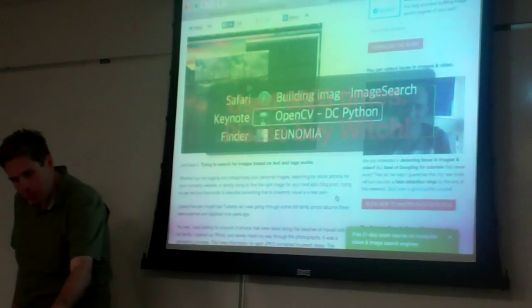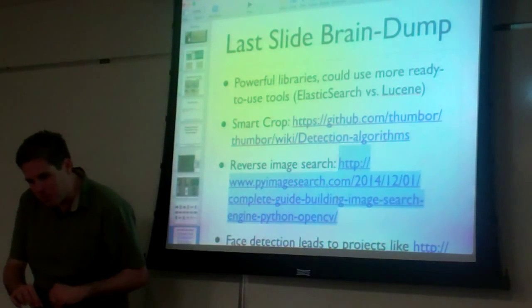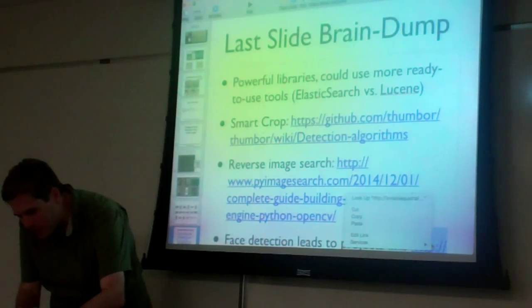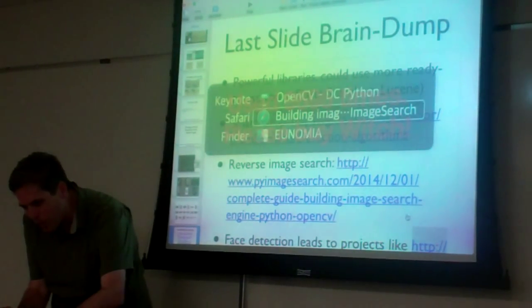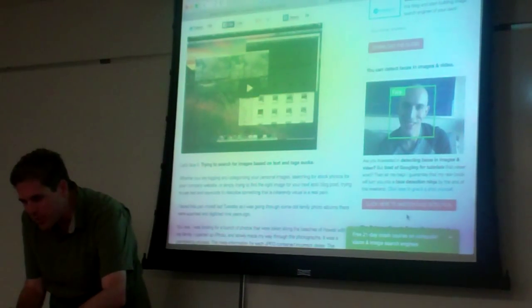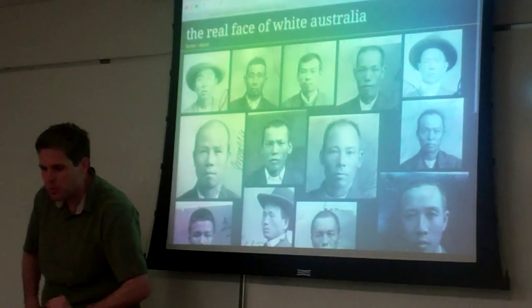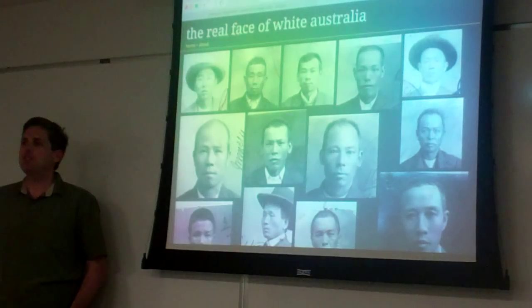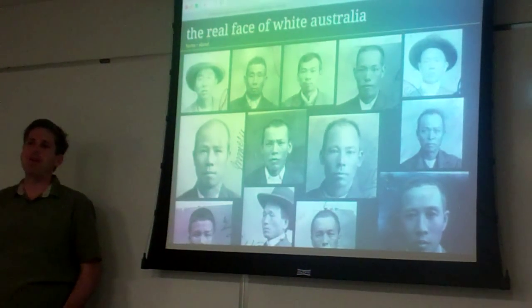And then the last one, I'm not really related to anything you should be doing in Python directly, but it's just a very cool project. This guy in Australia did the real faces of white Australia. So basically, in the early 20th century, Australia sort of rebranded itself as, we are a white country of white people run by white people, and it's always been that way.